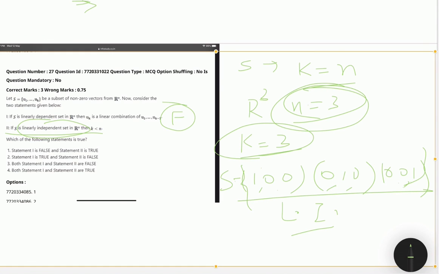Now these three are LI clearly, and obviously k is equal to n I have taken, so there is no problem at all in that, and k is strictly less than n. There is no such rule. We can clearly see an example violating it. So this is also false. Both of them are false. So my option third is correct and the rest of them are wrong. So third is the correct answer for this.